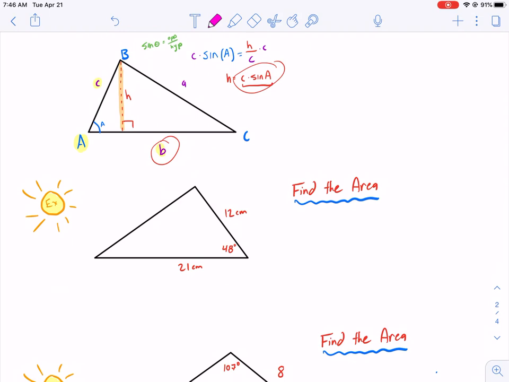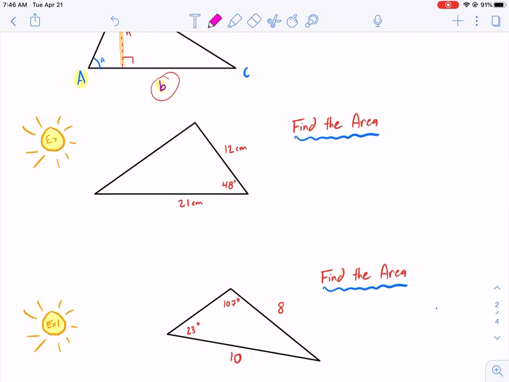So we're going to go ahead and apply this now. So we have the first example with a triangle with 21, 12, and 48. The angle 48 in between the two sides. So we can go ahead and set this problem up. So make sure you have a calculator ready because you're going to need to take the sine, cosine, tangent. Well, in this case, just the sine. So let's go ahead and set this up.